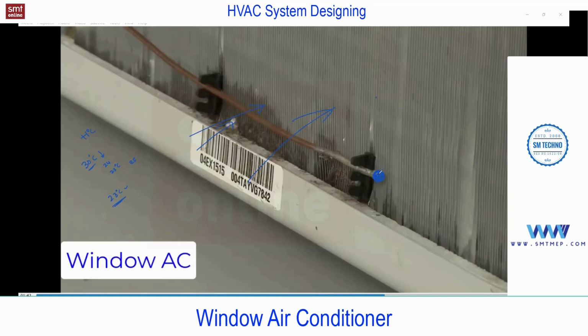So I request you, please make a note of this. Please make a note. Window, split, ductable split. At this level, I'm not adding chiller, because in chiller we have air side control and water side control. But again, air side control, the same concept. Okay, so window, split, ductable split, and if you want, you can write chiller air side controls by means of return air temperature.